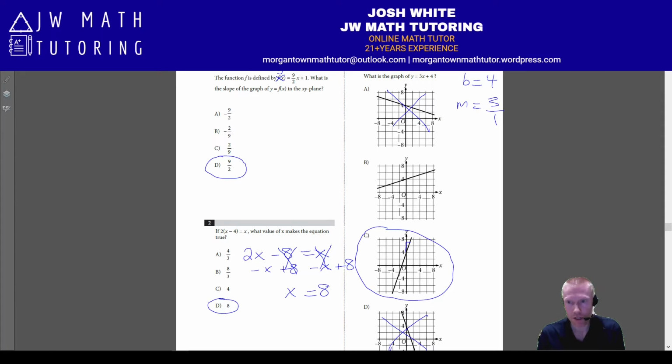And B, if you tried to count it out, you could see to get between specific points on the graph, well, here you go up 1, and then you go right 1, 2, 3. So the slope of this one's actually 1/3. Therefore, it's incorrect, and again, letter C is the correct answer.